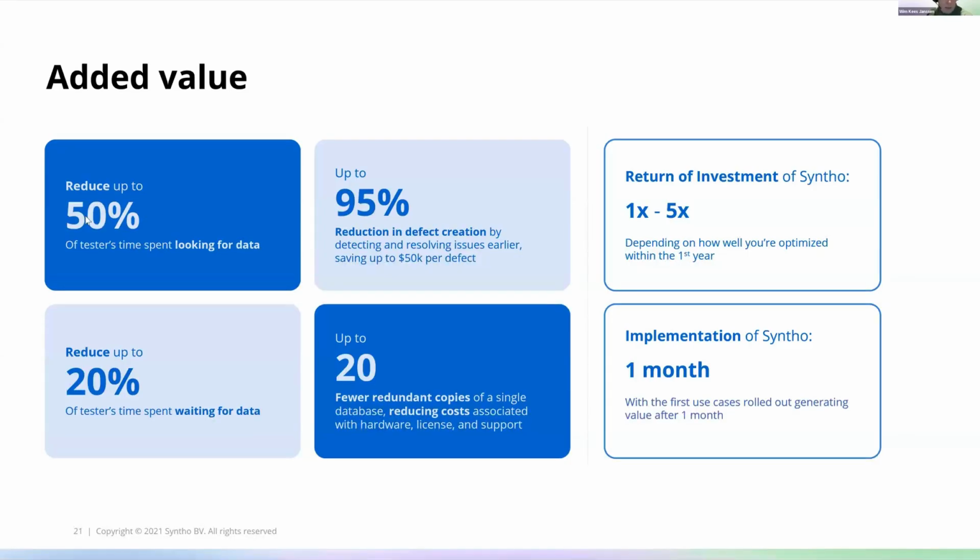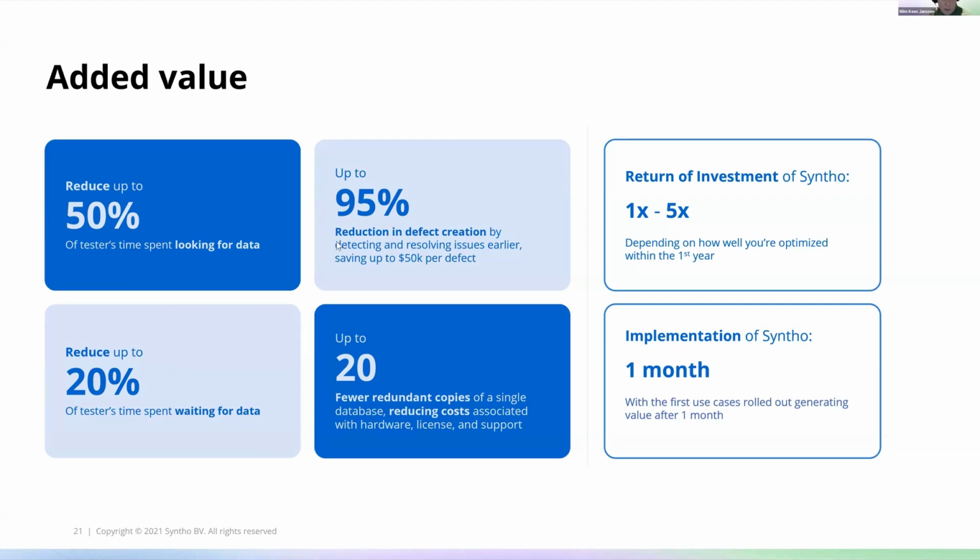As a result of that, we see that organizations can realize value, reducing up to 50% of the time testers spend looking for data. A lot of testers are wasting time getting the test data right. That's time you'd rather spend on actually doing those tests. And you can reduce up to 20% of the time testers spend waiting for data. So they're not only looking for the data, but they're also waiting for the data. And that is time, as mentioned, you'd rather spend on actually doing those tests.